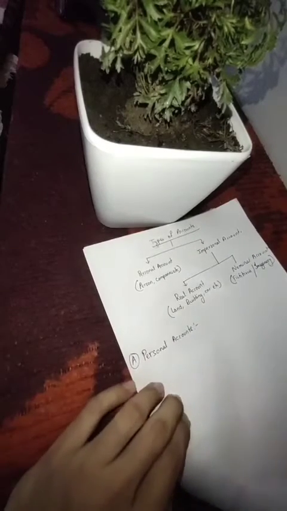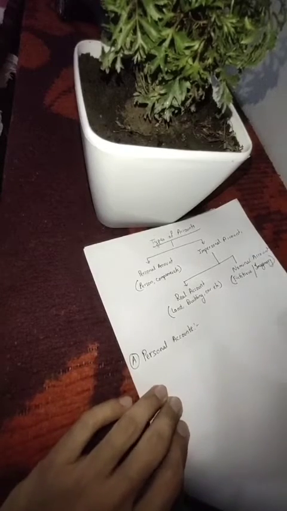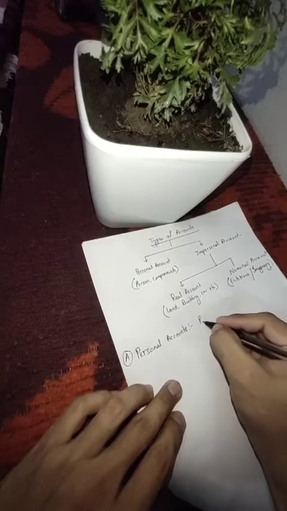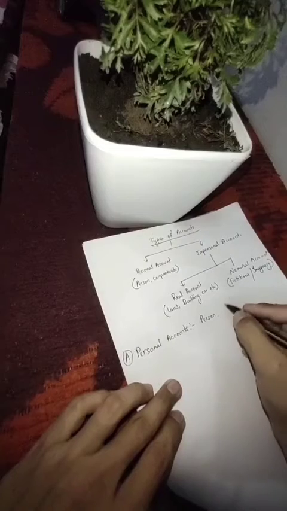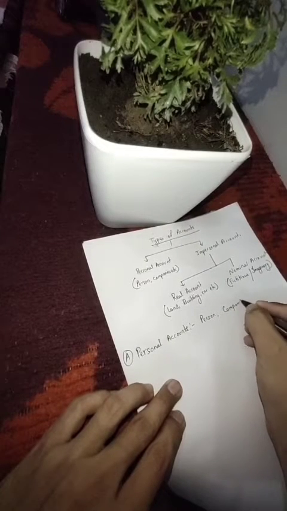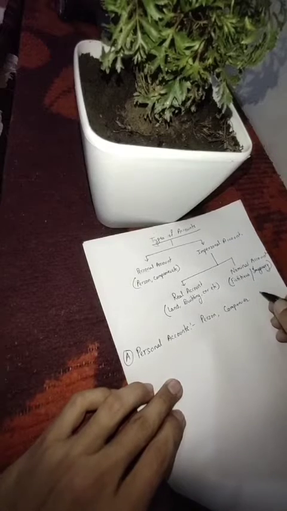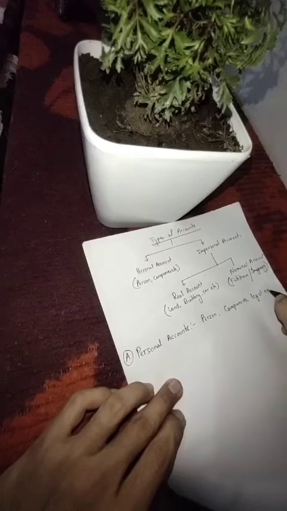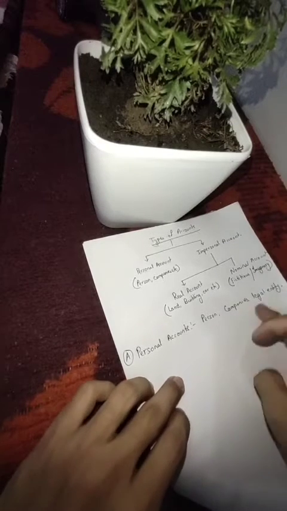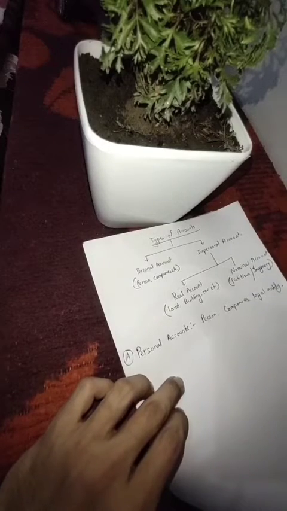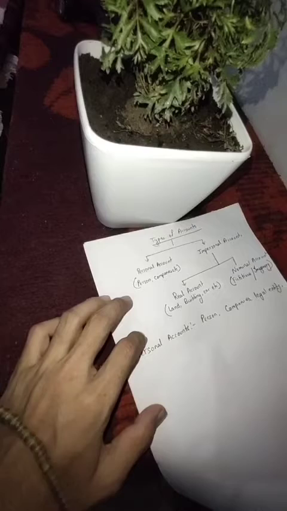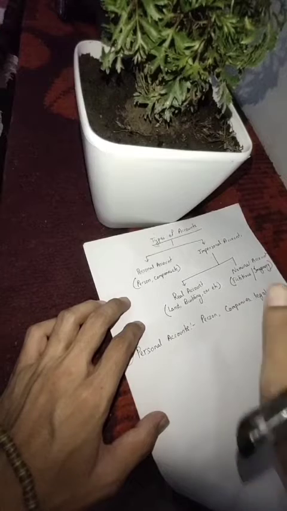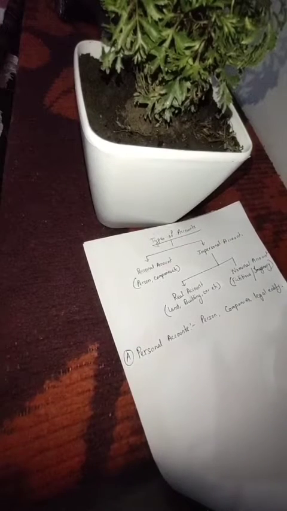Now what is a personal account and how to deal with personal accounts? What are the rules for personal accounts? Personal accounts include a person, as I have mentioned earlier, or companies, and even organizations or firms or any business which has a legal entity. Legal entity means any business or concern which has been recognized by the law, by the government of the country.